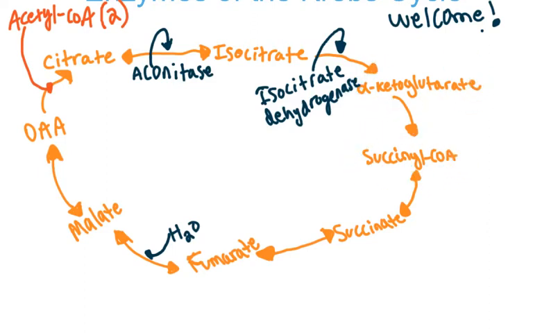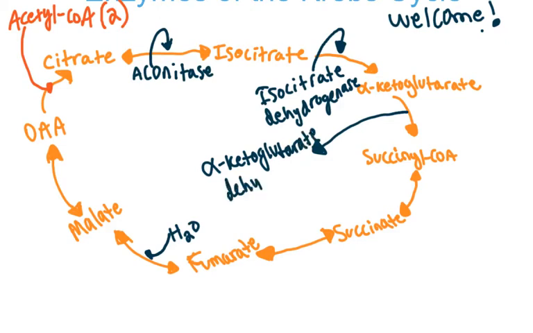Next, the enzyme involved in the conversion between alpha-ketoglutarate and succinyl coenzyme A is alpha-ketoglutarate dehydrogenase. So those enzymes are pretty easy to remember, alright? So alpha-ketoglutarate dehydrogenase. Alright, so that's that. This enzyme is catalyzing this reaction between alpha-ketoglutarate and succinyl coenzyme A.